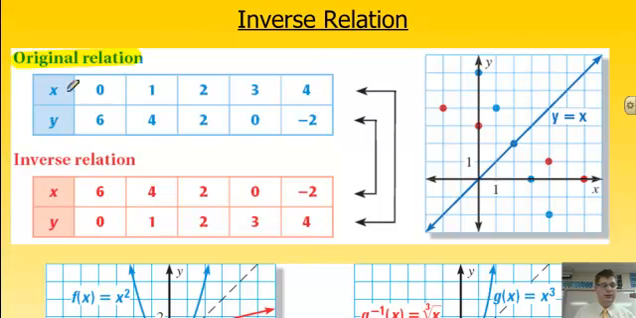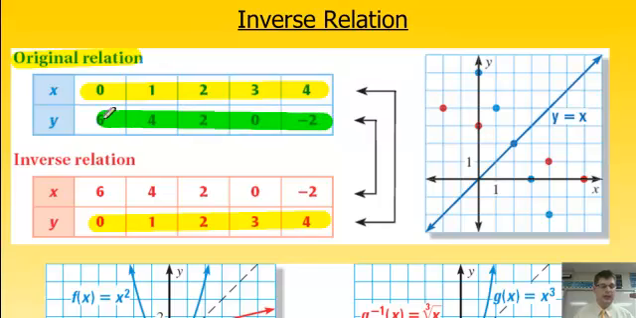So here's my original relation. Take note of the x values here. And in my inverse relation, notice that becomes my y values. And likewise, my y values here become my x values here. So in a table, you just flip it, just like that. That's what inverse means.